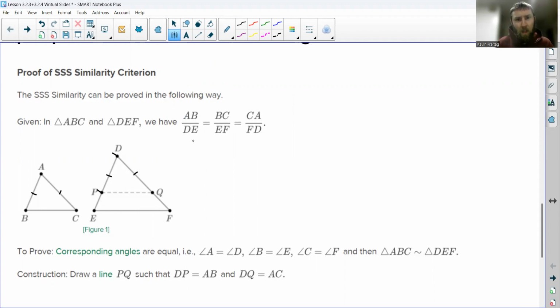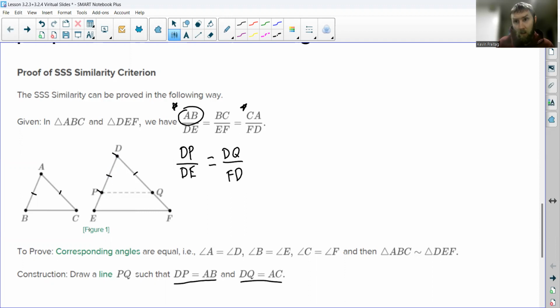Because if I know that AB divided by DE right here is the same as, say, CA divided by FD, I'll skip over to this one. Can't I replace AB now with DP over DE? And can't I replace CA with DQ over FD? Those also have to be proportional, right? Again, I've subbed out AB for DP because I drew my line so that they're the same. Down here, DP is the same as AB, DQ is the same as AC. So I swapped those out, but now look at what I've done.